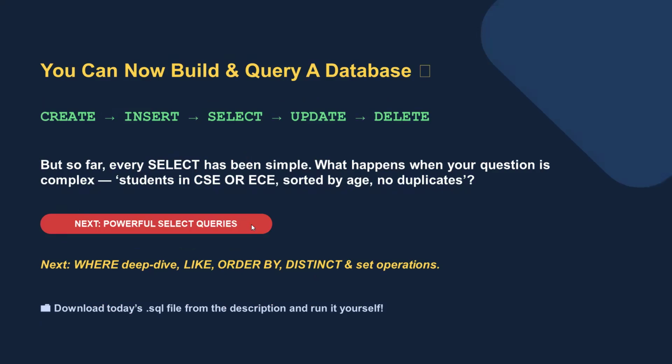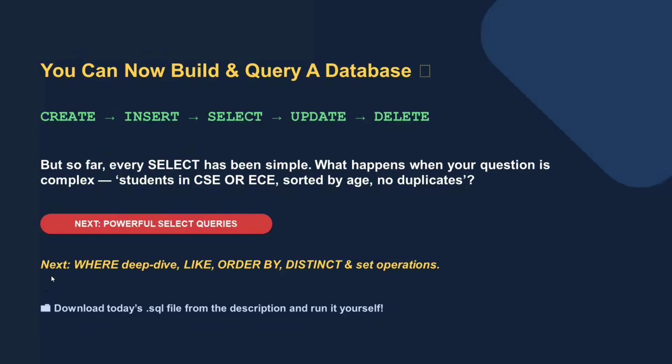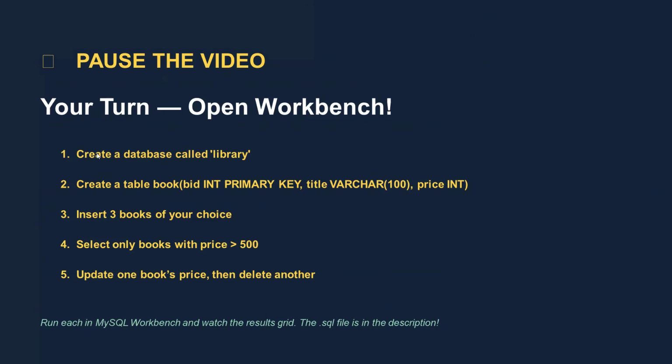Okay, so let's see that. Okay, let's see that part now. How to create this database library, then table book and BID, title and price. Then we have to insert 3 books and we have to select only those books with the price greater than 500. And then we have to update one book's price and delete another.